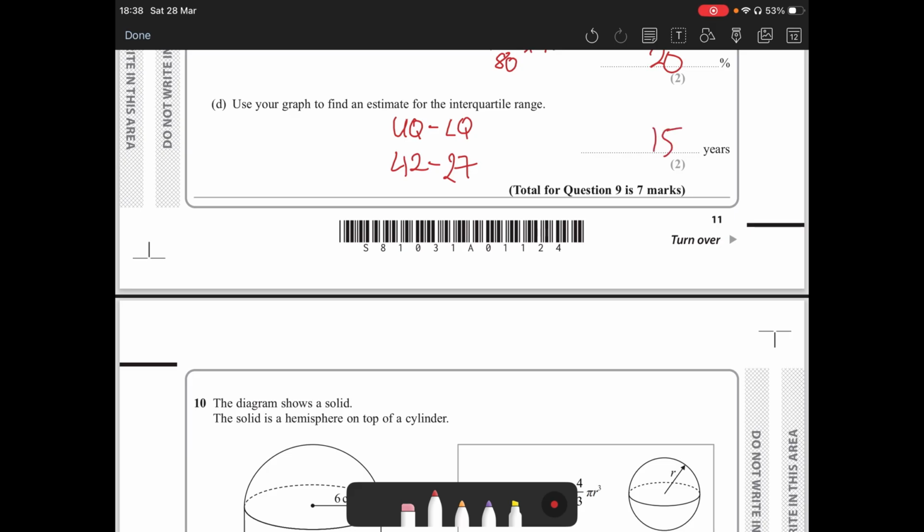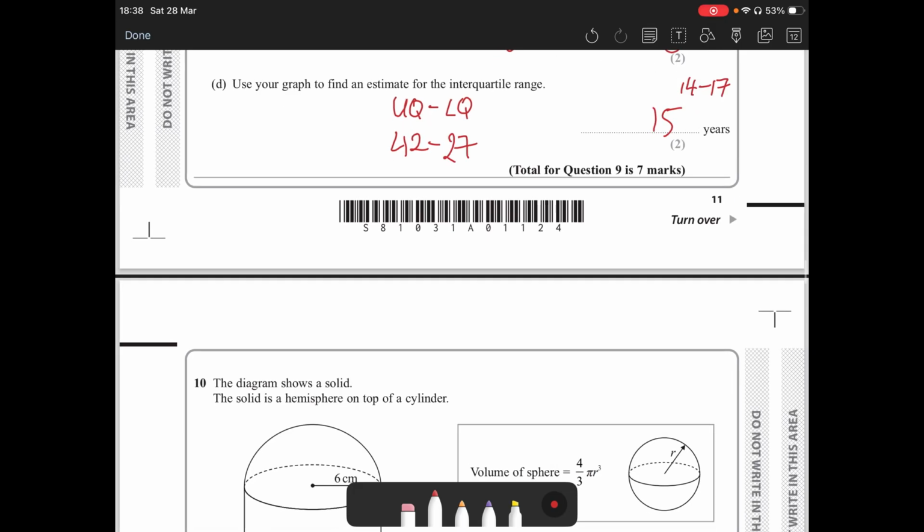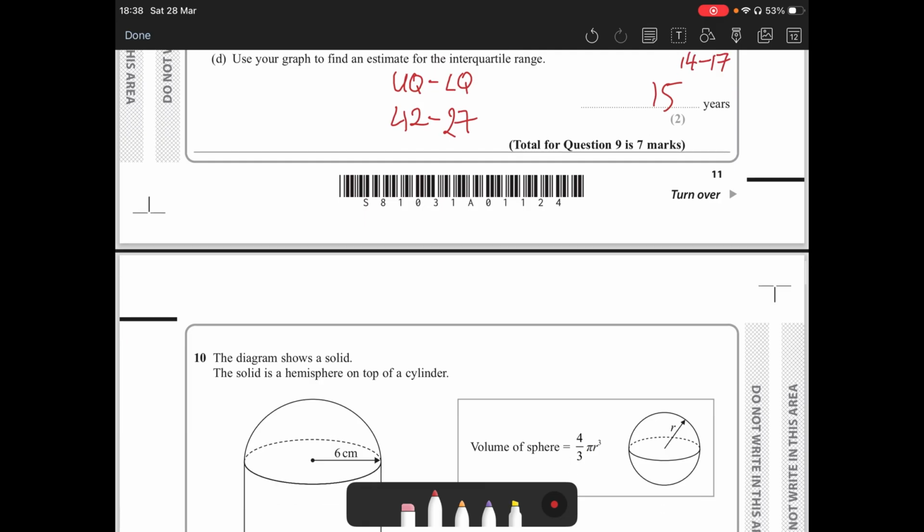Mark scheme allows, let me read it. It will be quite generous here. It says 14 to 17. So, yeah, be accurate. But anything between 14 and 17, obviously I'm totally fine here, would be accepted.